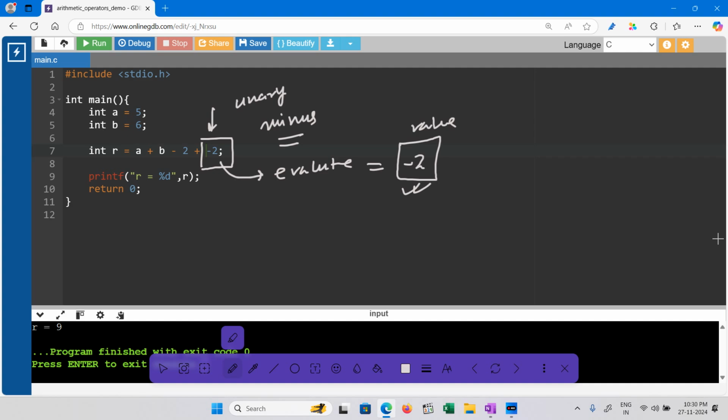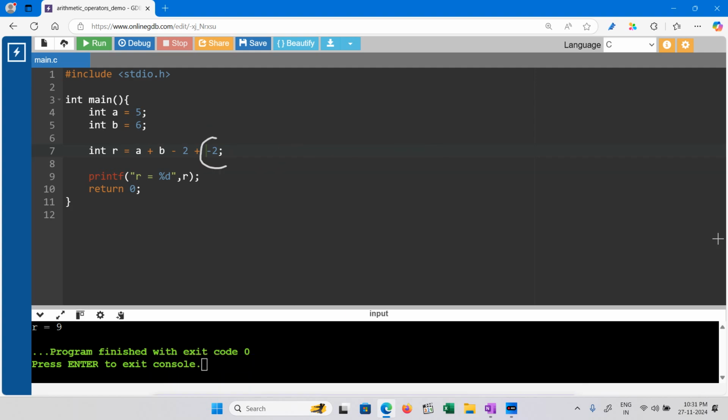Okay, initially this contains minus as the operator and 2 as the operand, right? So as part of our precedence table, now it is clear to us that this particular part will be evaluated first. Okay, so now what will be the value? The value will be minus 2, and this particular sign, we know what happens in maths, plus and minus, when you combine them together, the outcome will be minus.